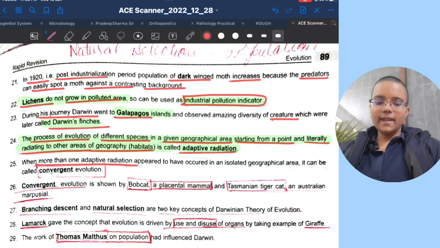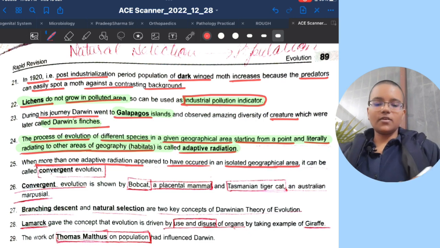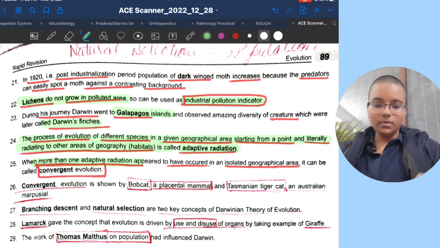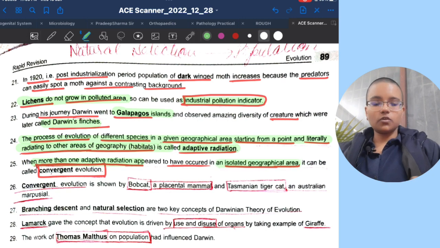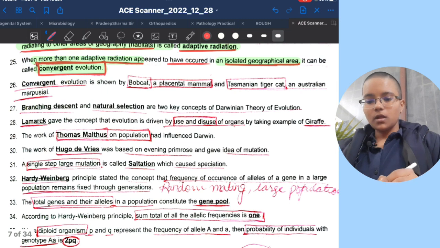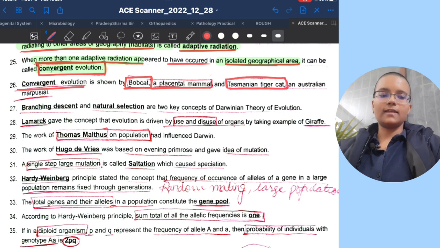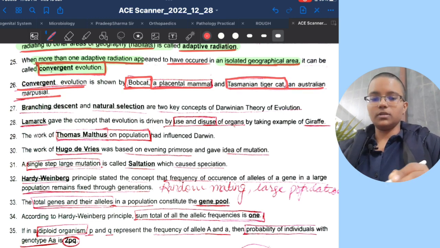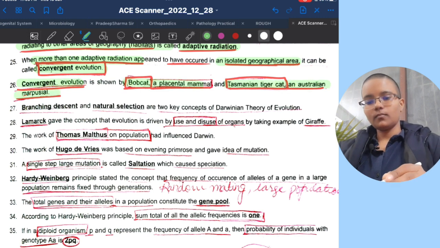When more than one adaptive radiation appears to have occurred in an isolated geographical area, it is called convergent evolution. Convergent evolution is shown by the bobcat, a placental mammal, and the Tasmanian tiger cat, an Australian marsupial. Examples you have to learn.